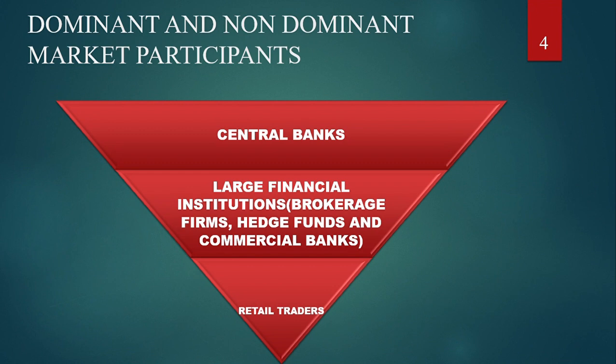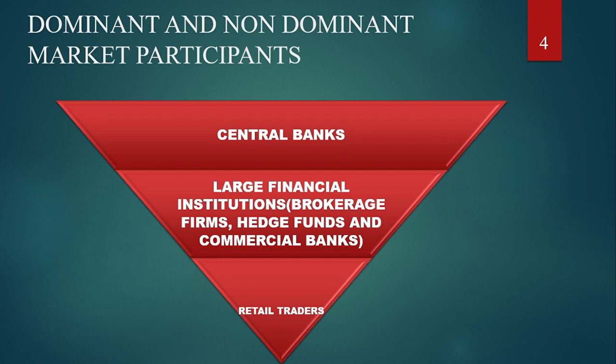Dominant and non-dominant market participants. At the top and in the middle of the hierarchy, we have the dominant market participants. That is the central banks and the large financial institutions. At the bottom, we have the non-dominant market participants. Those are the retail traders.